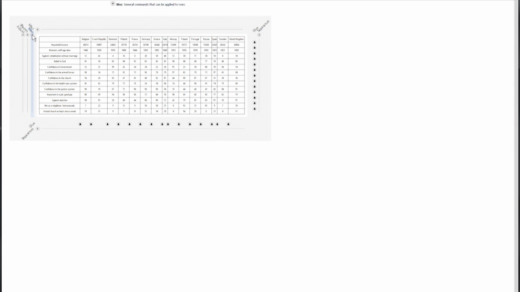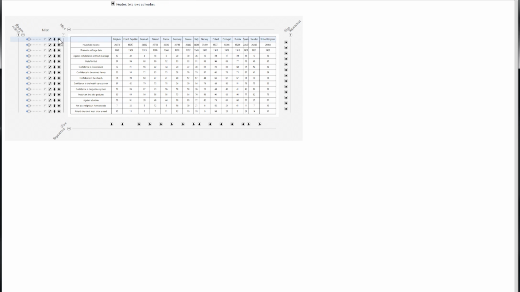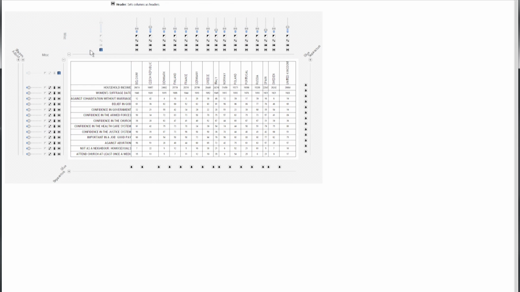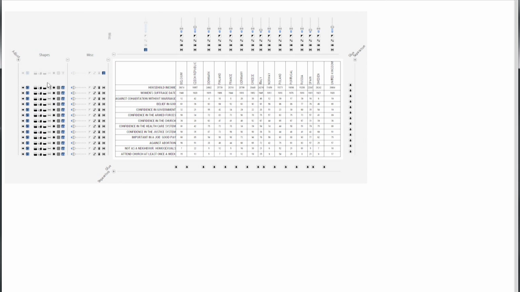Clara first expands the MISC group and clicks on the H icon adjacent to the first row to mark it as a header row. She does the same for the left column. Then she expands the Shapes group in order to turn numeric values into shapes. She clicks on the circle icon next to the first row of the table in order to turn its values into black circles and squares.